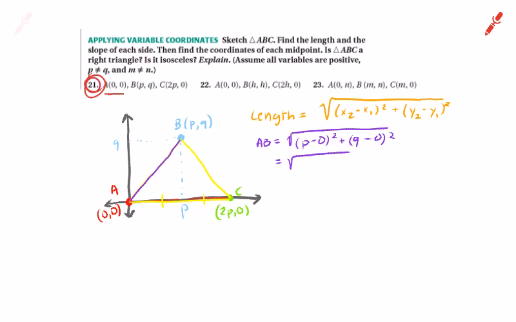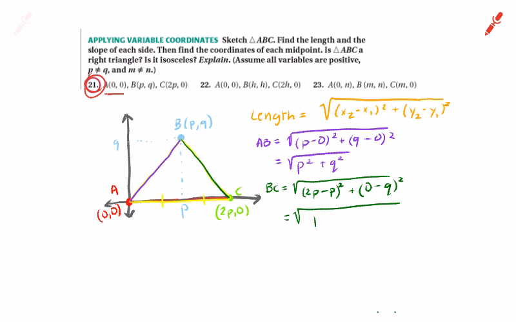Now we're going to simplify that, so P minus 0 is P, so it's P squared. Q minus 0 is Q, so it's Q squared. Next we're going to do BC, and we're going to do the same thing here. We're going to plug in what we know. And we know 2P is from C, and we're going to subtract P from B. And then we're going to take 0 from C again and subtract Q from B. Now we're going to simplify.